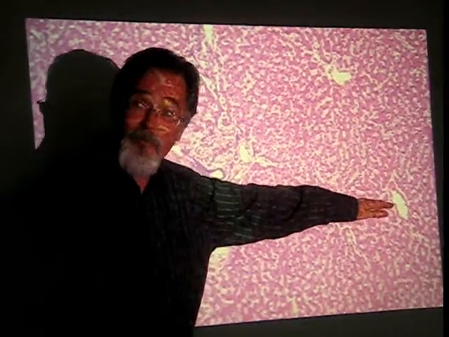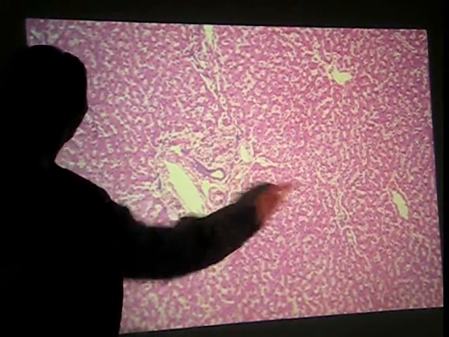The white spaces would be the... Okay, blood is flowing which way? That way? All right. And lymph and bile, obviously, the other way.